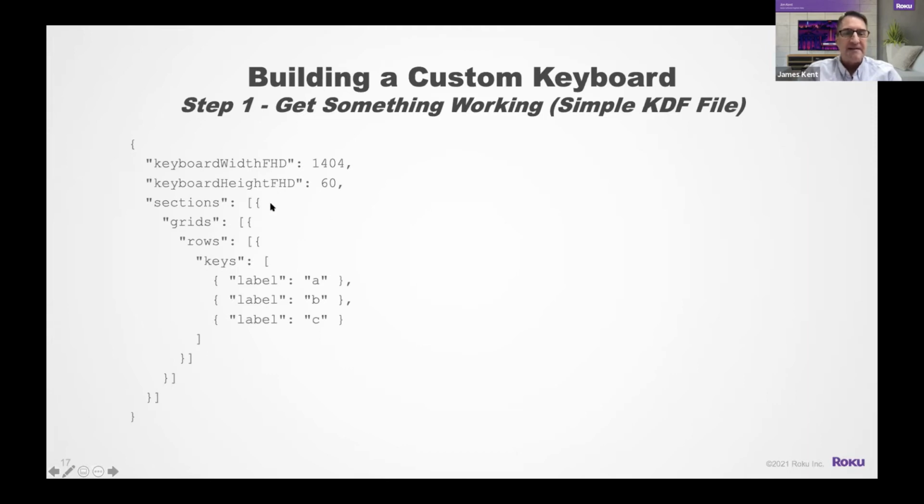Anyway, this initial keyboard I'm working with has one section, one grid, one row of keys, and the keys are an A, B, and a C key. By default, when you specify a key that has a label, when you select that key, that's the character that will get added to the text edit box. So when I select the A, B, and C key, it's just going to add those letters to the inputted string.